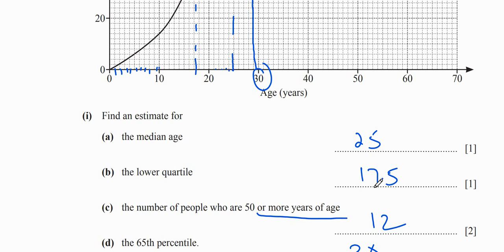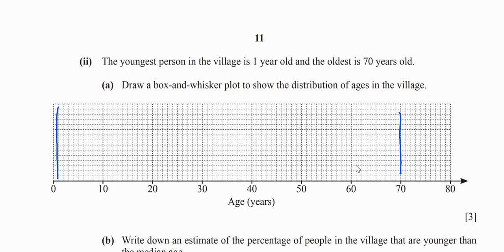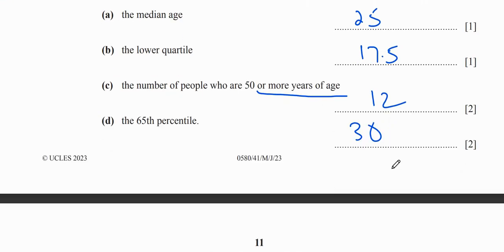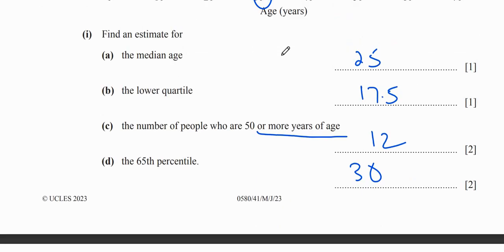Lower quartile is actually 17.5. So 10, 11, 12, 13, 14, 15, 16, 17. 17.5 is over here. So I have made it like this. Then what's the median? Median is 25. So over here, 21, 22, 23, 24, 25. Over here.